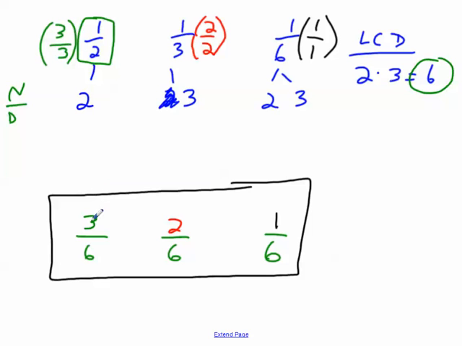1 times 3 gives me 3. 2 times 3 gives me 6. Same thing over here. What's missing in thirds? 2. We've got to multiply by 2 over 2. So 3 times 2 gives me 6. 1 times 2 gives me 2. Over here, there's really nothing missing. We don't even have to put that 1 over 1, because 1/6 is 1/6, and now all of our original fractions are equivalent fractions in terms of our lowest common denominator of sixths.